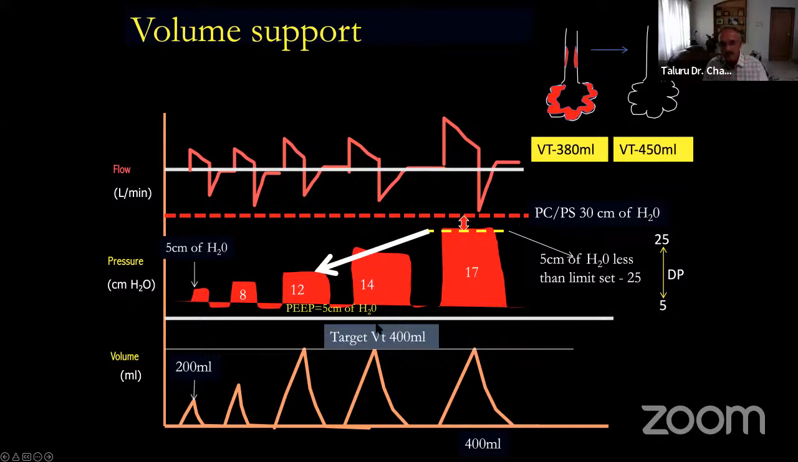But what you have to understand is, it is all based on pressure support. This is a pressure support breath. That is what you have to understand. The target is 400 ml. At 5 it is not achieved, at 12 it is achieved. It will hold it here only. And if the lung has some pathology, then the pressure support keeps going up till 25. That's the limit you have set.